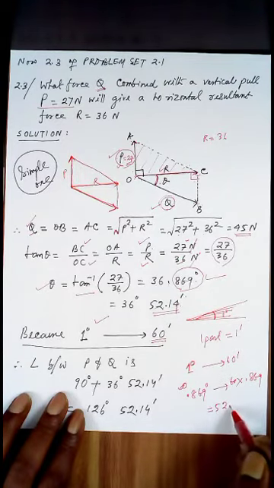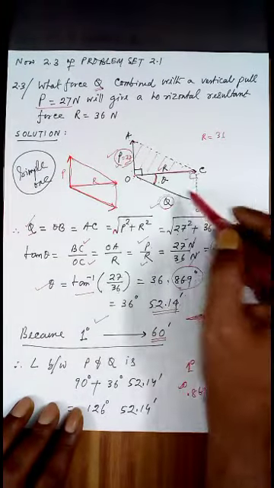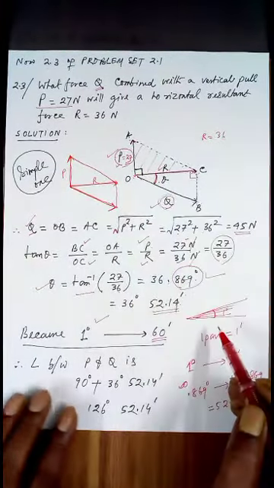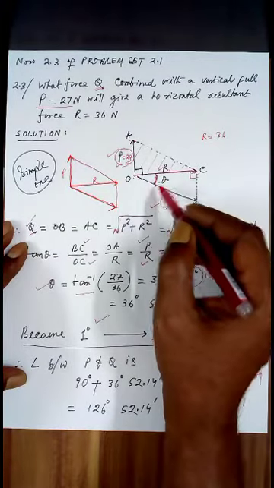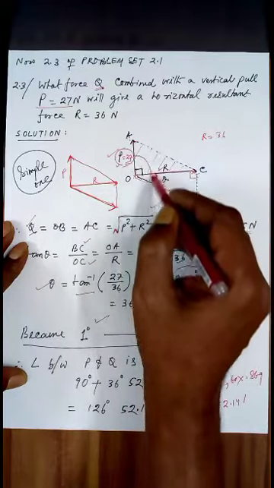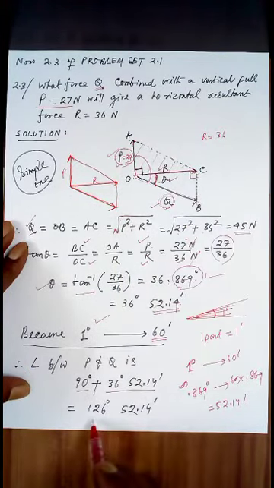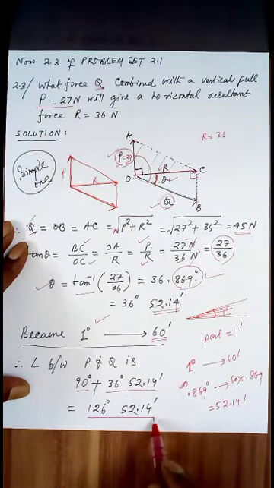That comes out to be 52.14 minute. So the angle between P and Q, this is 90 according to the question. So theta we have found out. So the angle between P and this Q, that is from here to here, is 90 plus this angle theta, that comes out to be 126 degree 52.14 minute. Very simple.